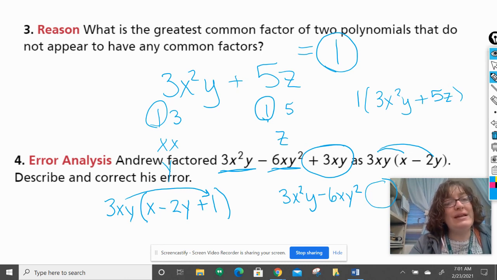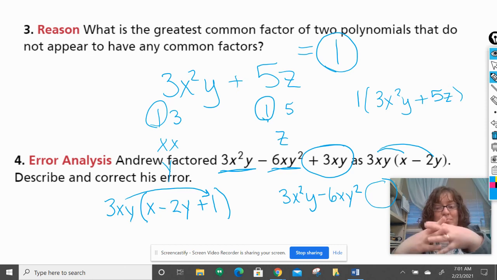Guys, I hope you have a great day and enjoy this new process. We worked on putting polynomials together. Now we're beginning the process of taking them apart, which is called factoring.